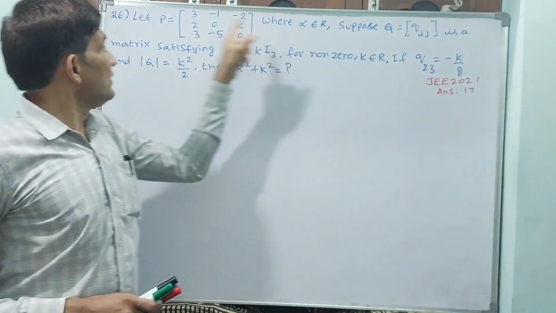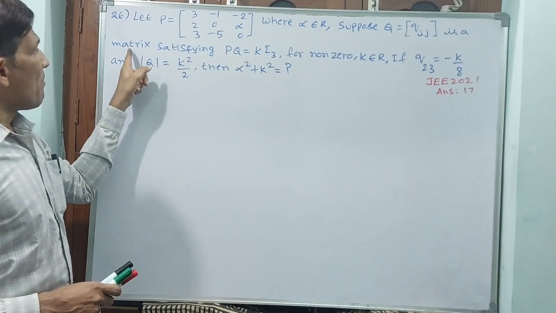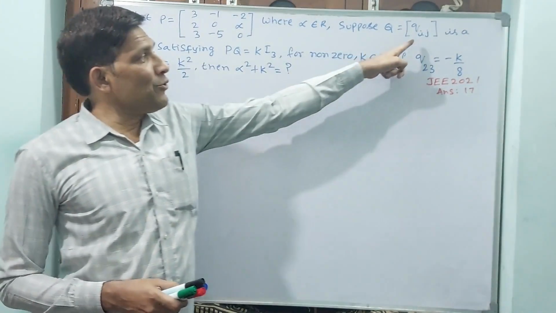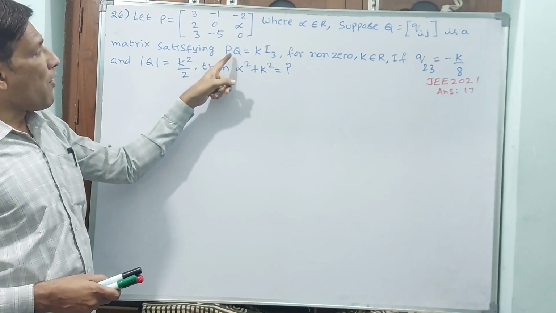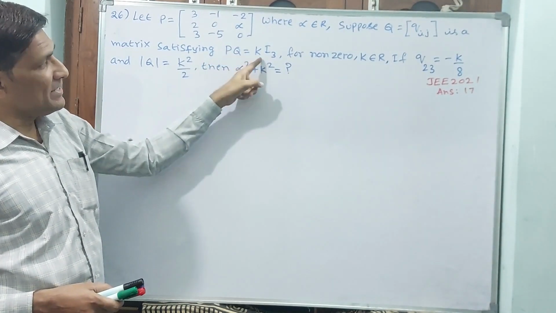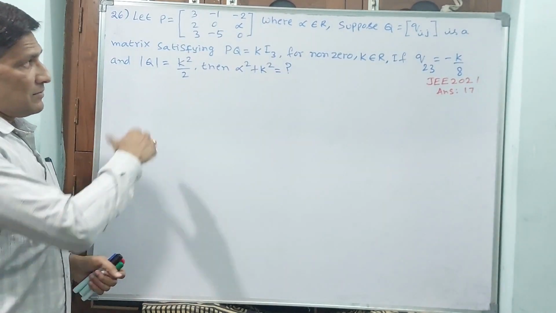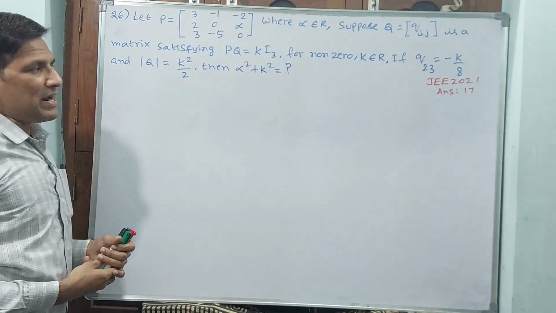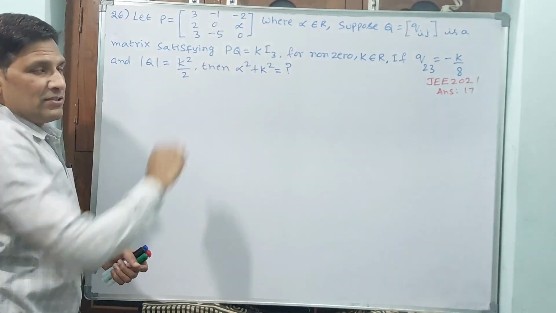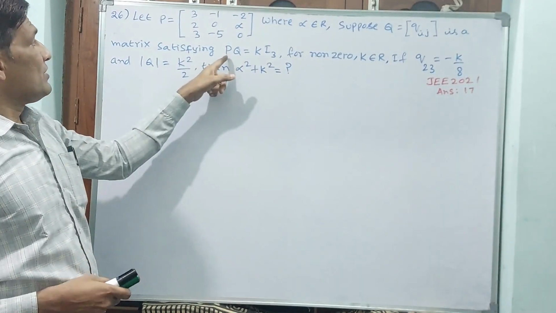Suppose this is P, but another matrix Q, Qij, is a matrix satisfying P into Q is equal to K I3. See, Q, how are you going to get it? You are going to get Q as inverse of P times K I3. If you send P to this side as an inverse, I3 means the 3 by 3 identity matrix: K 0 0, 0 K 0, 0 0 K. And this way you have to do the multiplication with the inverse. That is one thing. This is the relation between P and Q.